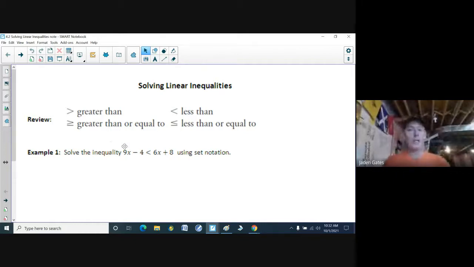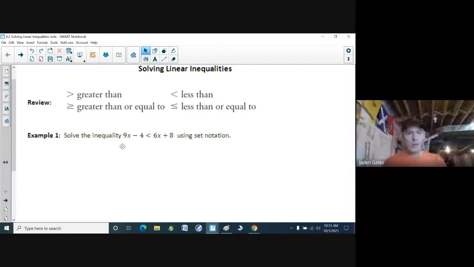Just a little review, because this is something that when I was in school, we went through a lot with the greater than or equal to signs and less than or equal to signs, but I find that's not as common anymore as it used to be. So example number 1, we're going to solve the inequality. Essentially, what I'm going to do is act as if this less than sign is an equal sign. So I'm going to treat it almost the same.